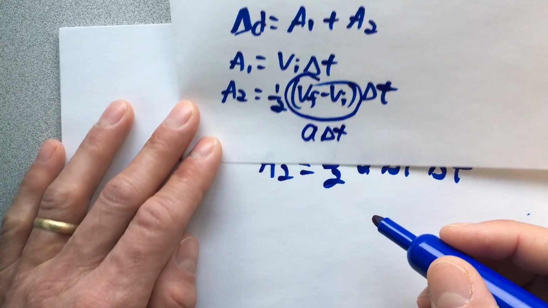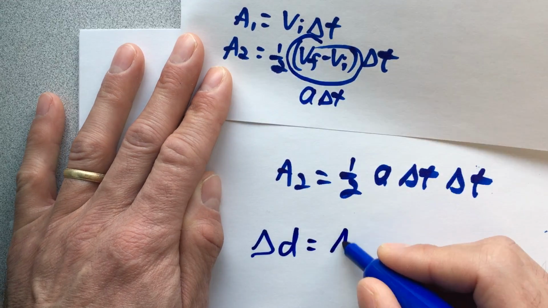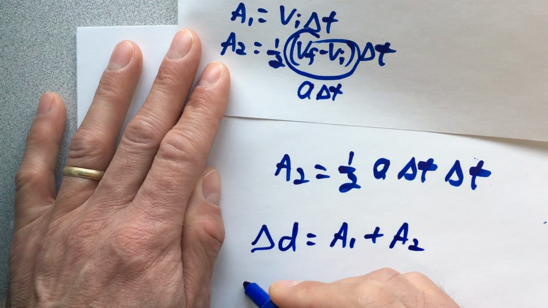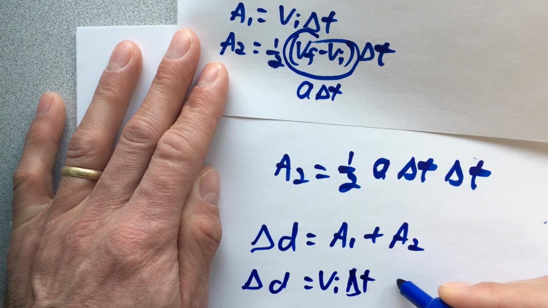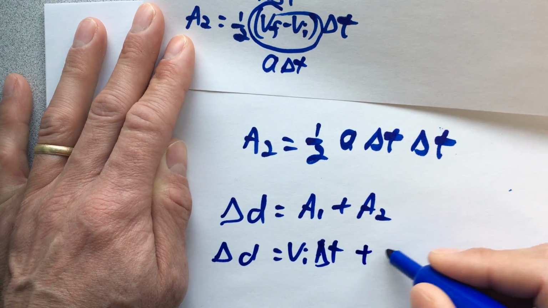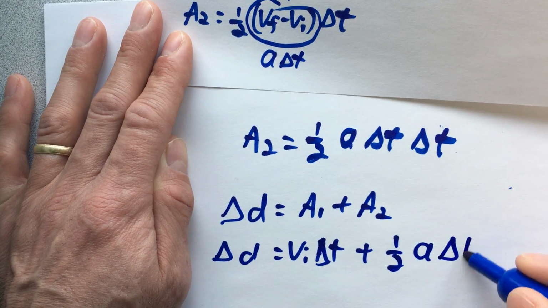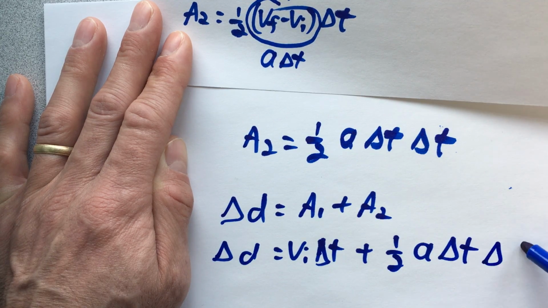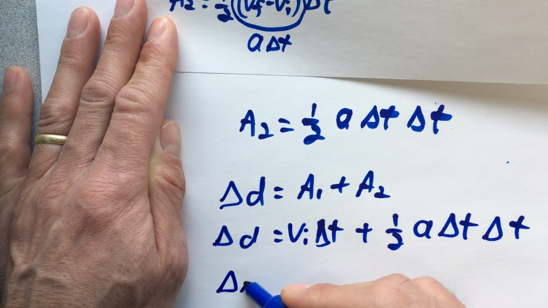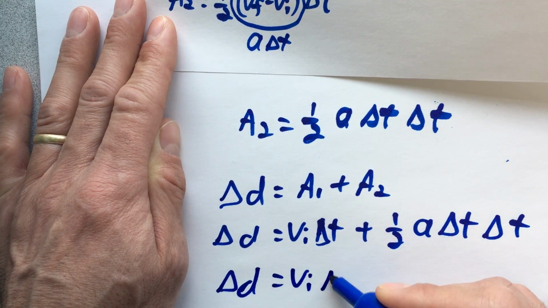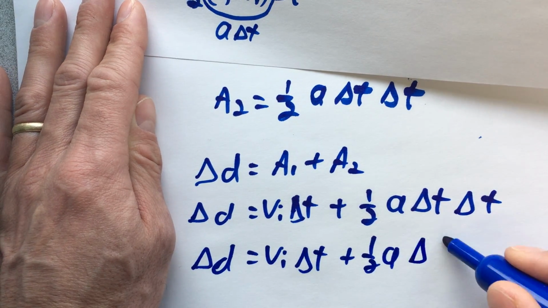So when I put all that together, displacement is area 1 plus area 2. It is the initial velocity times your change in time plus 1/2 acceleration times your change in time times your change in time, which gives the familiar equation. Your displacement is your initial velocity times time plus 1/2 acceleration time squared.